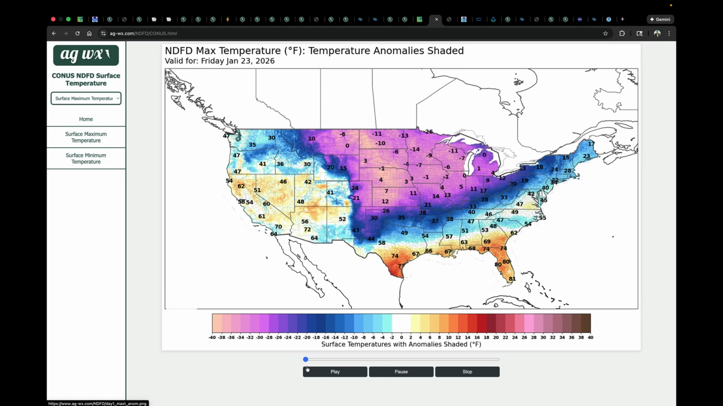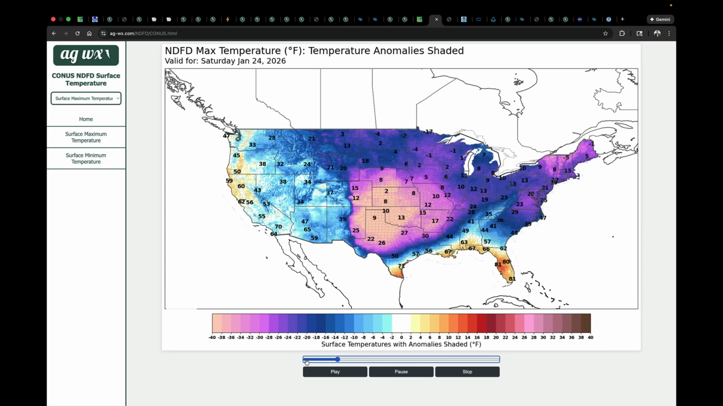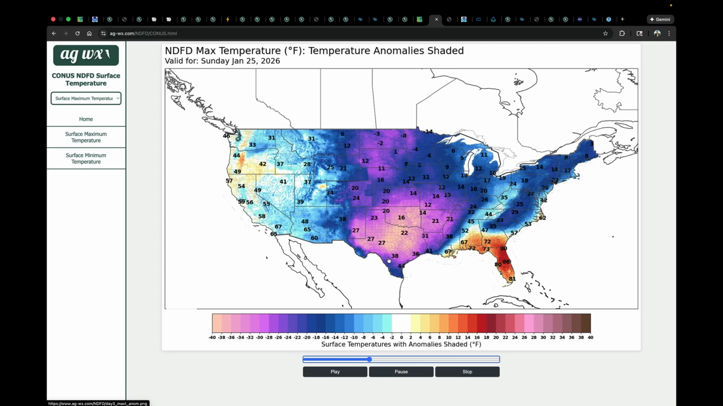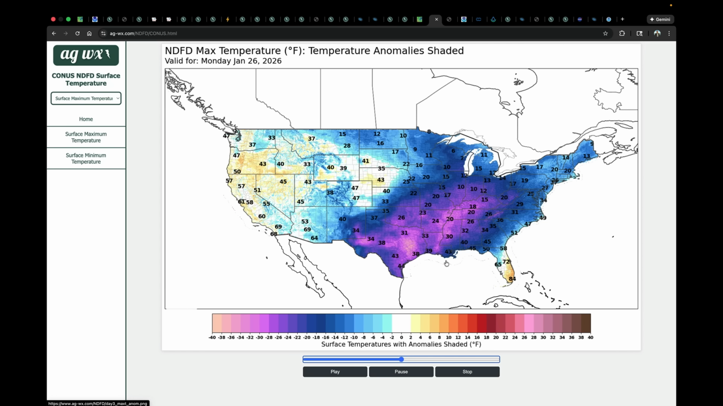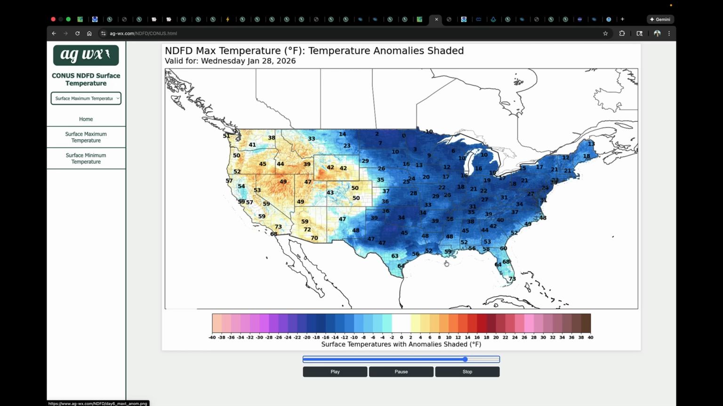Here's today's high temperatures on Friday. That's Saturday, high temperatures in Amarillo, 9. We're going to dip this cold air far south, eventually all the way south of San Antonio. Again, these are highs. We get into Monday, Tuesday, and Wednesday. We just keep the much colder than average conditions around.